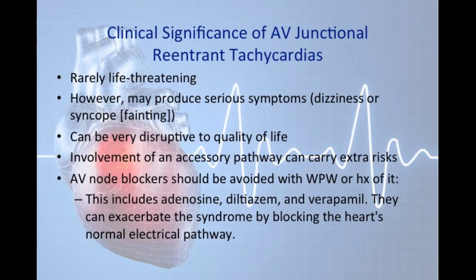The clinical significance of AV junctional reentrant tachycardias is that they're rarely life-threatening. However, they may produce serious symptoms like dizziness or syncope. Many can be very disruptive to quality of life. Involvement of an accessory pathway can carry extra risk. The only real treatment for these syndromes is ablation surgery. AV node blockers should be avoided with WPW or a history of it, so the treatment of choice with a symptomatic patient is synchronized cardioversion.